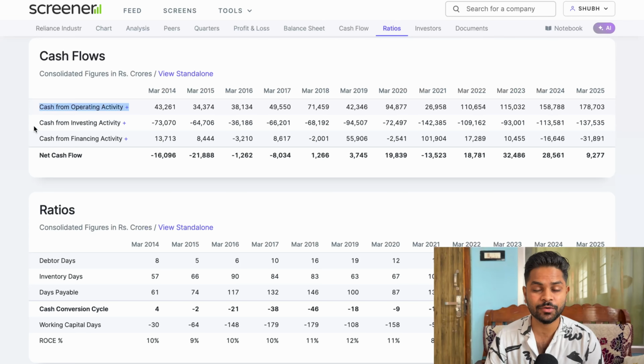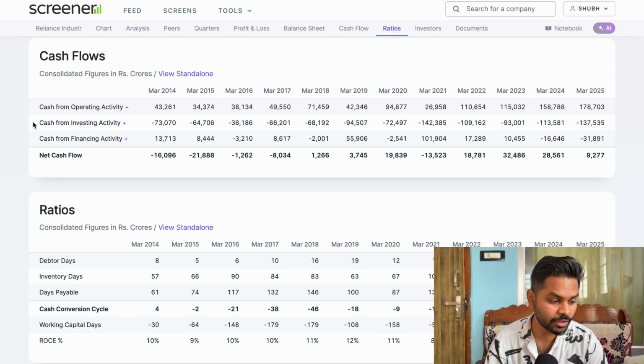The third thing is cash from financing activities. Through financing activities, how much cash is coming in and how much cash is going out of the business. In that, we'll learn from cash from financing activities. So first we'll go through cash from operating activities. In 2024, if you look at the cash that came into the business, the cash that came into Reliance Industries was 158,788 in 2024.